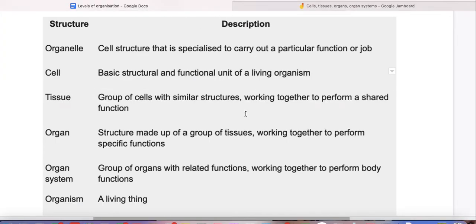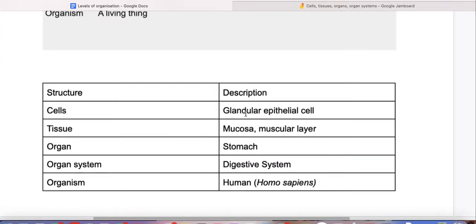So let's put this into some organisation. So we've got the cells involved: glandular and epithelial cells. A glandular cell is a secreting cell. An epithelial cell is any type of cell which forms up a layer on the outside of something. The tissues: the mucosa, which we saw in the diagram just there, and a muscular layer. Now, these tissues come together to make a stomach, which has a specific function.